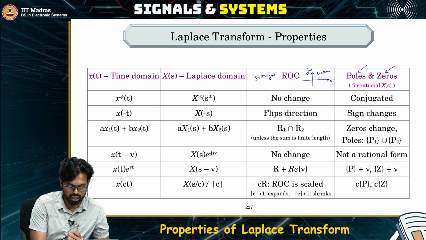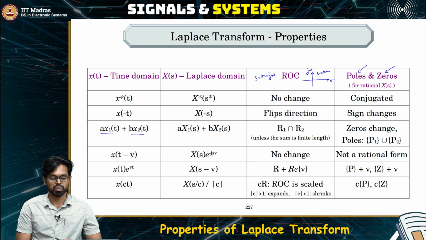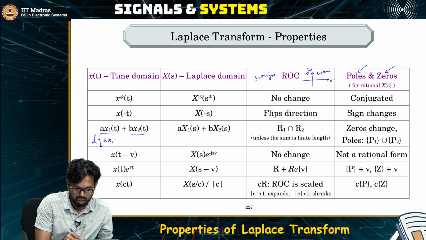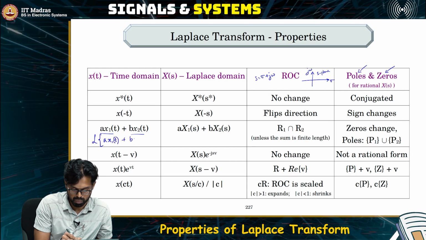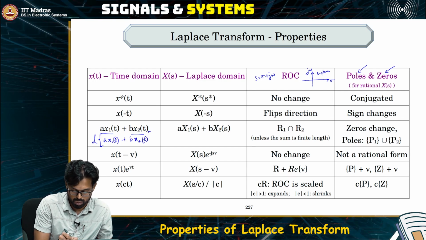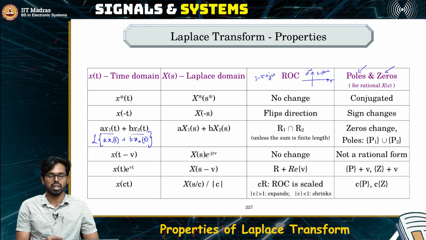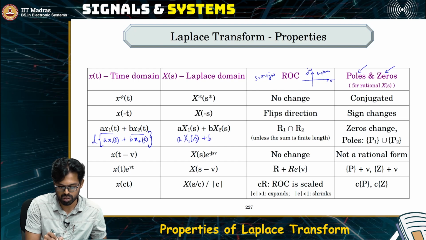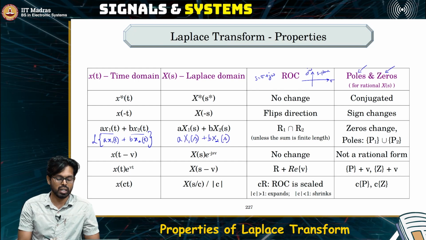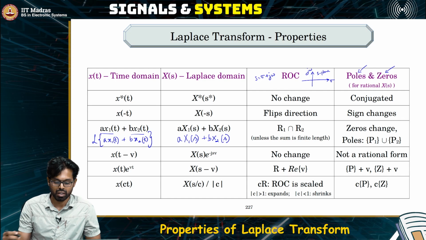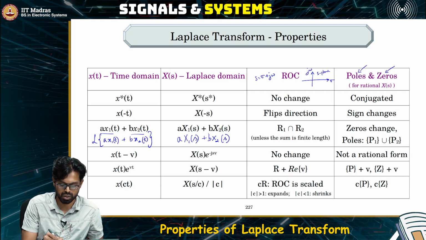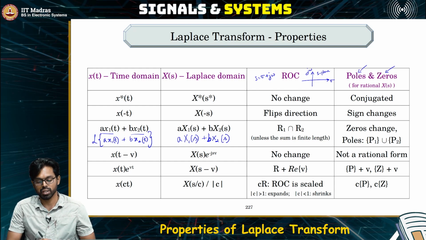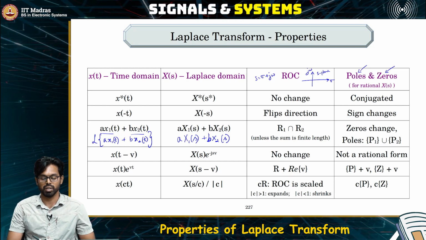So if we have two signals, x1 and x2, and you apply the Laplace transform to them, finding the Laplace transform of the whole superposition is as good as finding their individual Laplace transforms and then superposing them, because the Laplace transform is nothing but a variant of the Fourier transform. The Fourier transform is anyway linear, so these properties carry over here. So the Laplace transform is also linear. But the important thing to note here is the region of convergence.